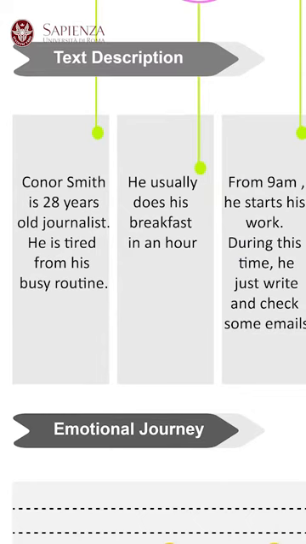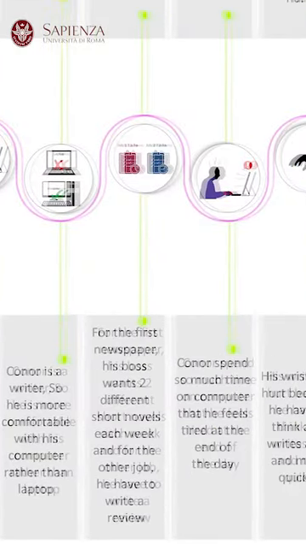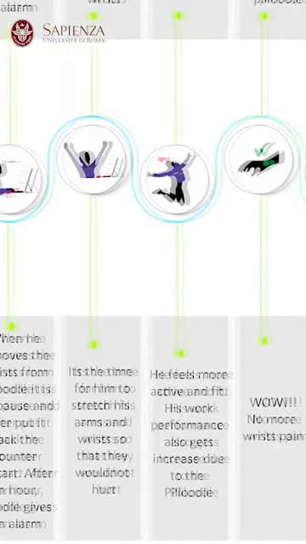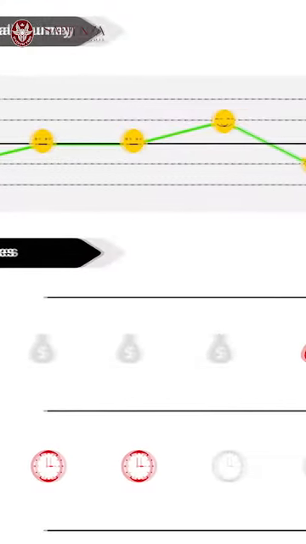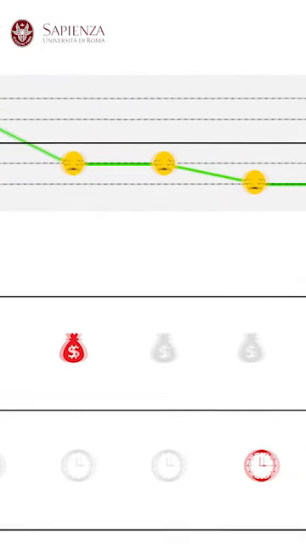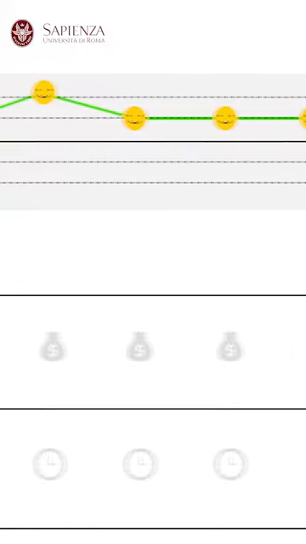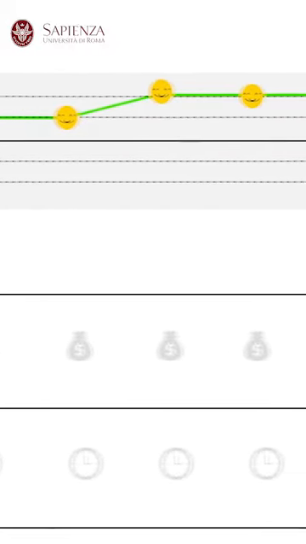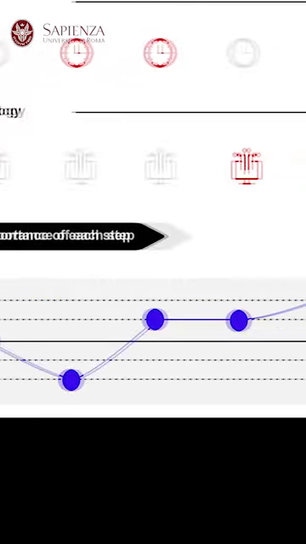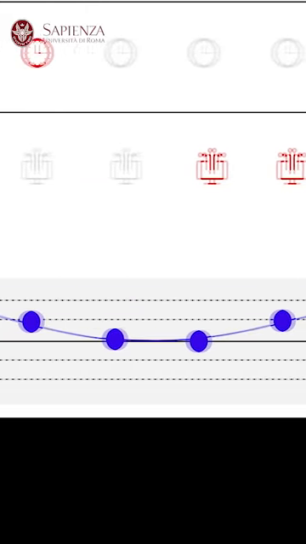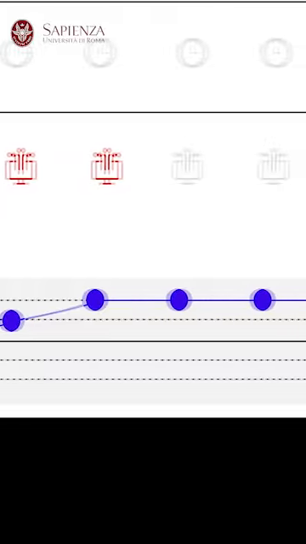First, we describe the journey in short text. Then, we illustrate each step on the storyboard and also give a detailed description of it. We also illustrate customer satisfaction with an emotional journey and realize the resources according to time, money, and technology. And finally, with the help of a dynamic graph, we explained the importance of each step.